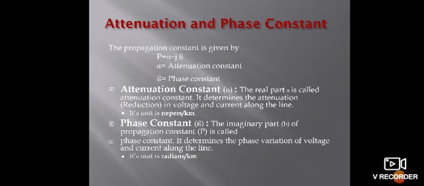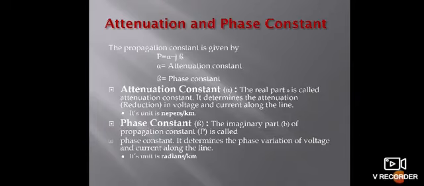The phase constant determines the phase variation of our voltages and currents along the line. That means the propagation constant tells us about the transmission line, whether there is some attenuation in voltages and currents along the line, or the phase variations of voltages and currents along the line. The units of the phase constant are radians per kilometer.